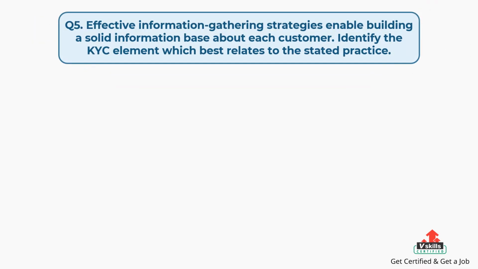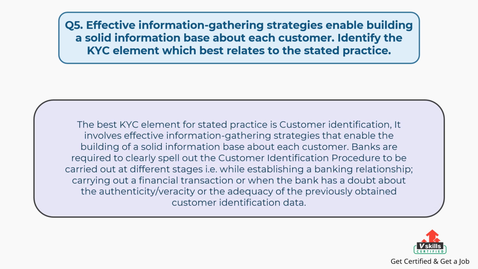Question number 5. Effective information gathering strategies enable building a solid information base about each customer. Identify the KYC element which best relates to the stated practice. The answer is, the best KYC element for the stated practice is customer identification. It involves effective information gathering strategies that enable the building of a solid information base about each customer.